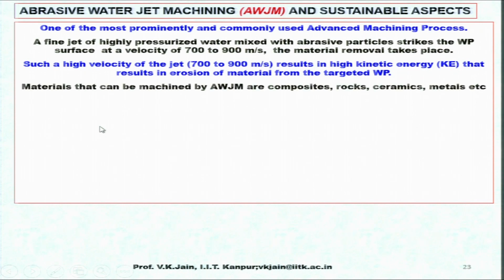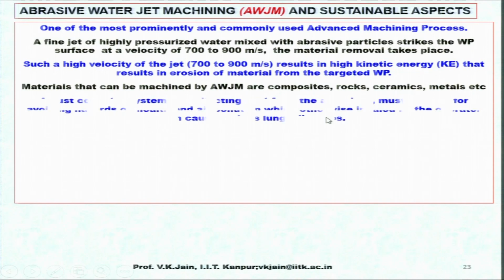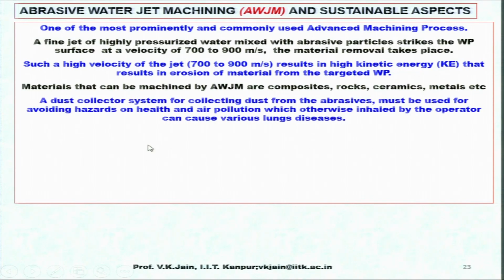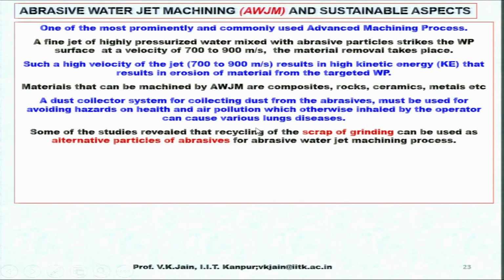Materials that can be machined by abrasive water jet machining are composites, rocks, ceramics, metals, etc. A dust collector system for collecting dust from the abrasives must be used for avoiding hazards to health and air pollution. This is very important, as the dust, if inhaled by the operator, can cause various lung diseases.